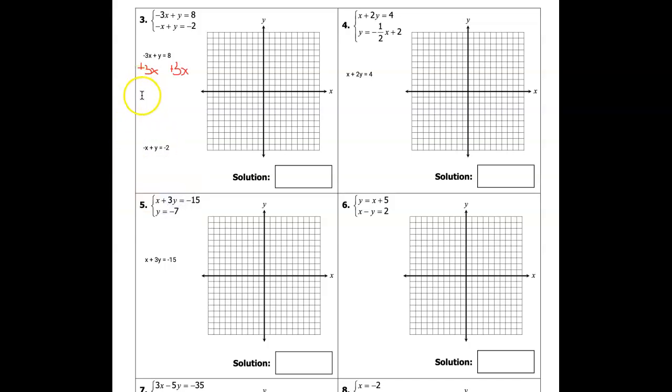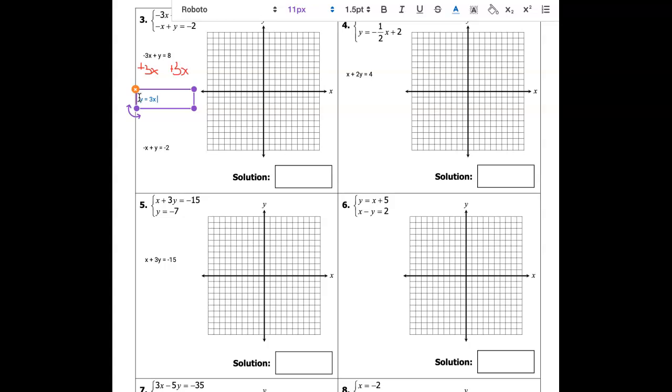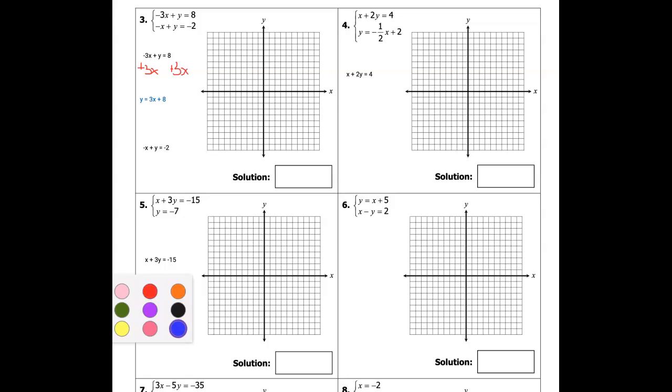That equation is now y equals 3x plus 8, and we're ready to graph. So we're going to start by going up to 8. And then our slope is 3. I don't have enough space to go up and right, so instead we're going to go down 3 and then left. Remember, we want our slope to be positive, so it has to go up as it's going to the right. And then we're just going to connect our dots.